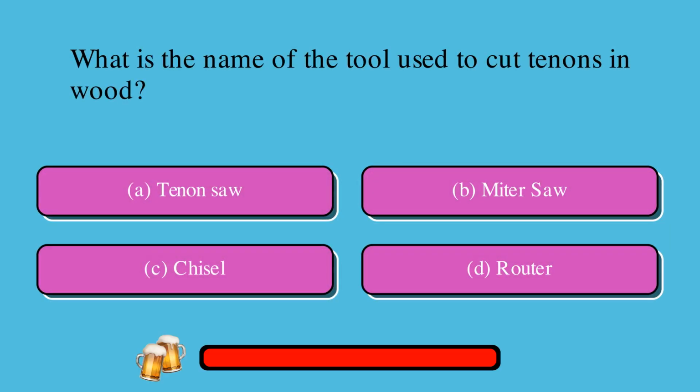What is the name of the tool used to cut tenons in wood? Is it A. Tenon saw, or B. Miter saw, or C. Chisel, or D. Router? The correct answer is A. Tenon saw.